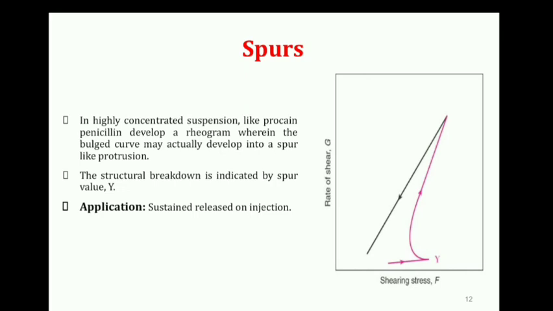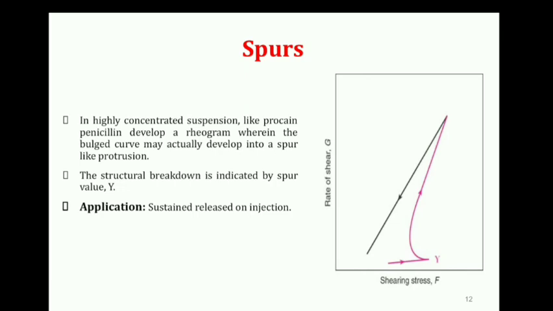See the diagram, initially the rate of shear increases, and the shearing stress suddenly increases proportionally, so it offers more resistance up to point y. Once point y is reached, eventually the rate of shear suddenly increases. Okay, so this sharp point is called the spur.